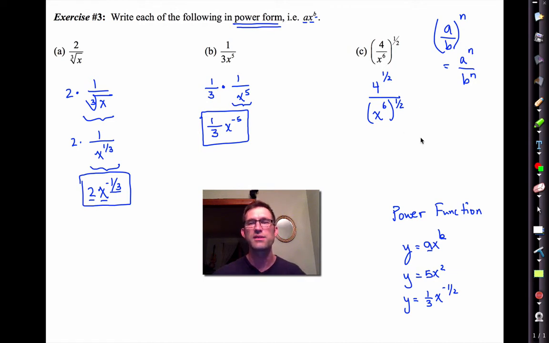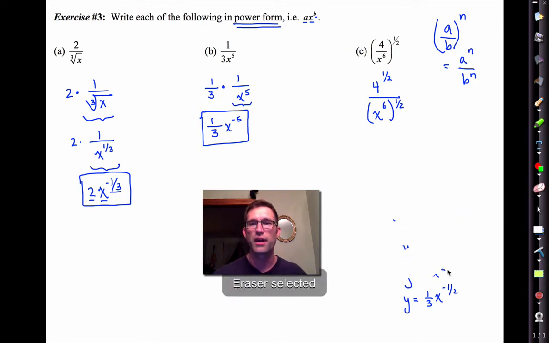Right, I've got x to the 6th to the 1/2 there. I'm going to get rid of a little bit of this just so I've got a little more room down here. Let me do some erasing. All right, back to my pencil.